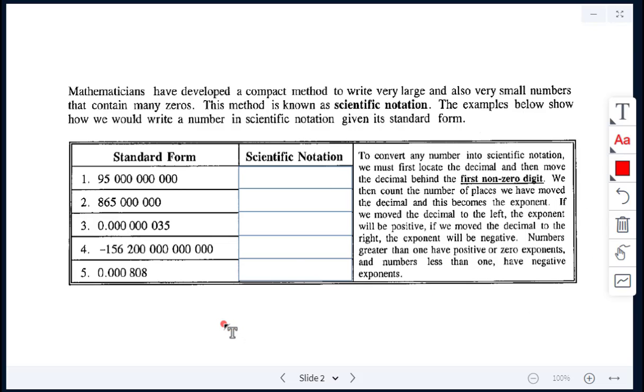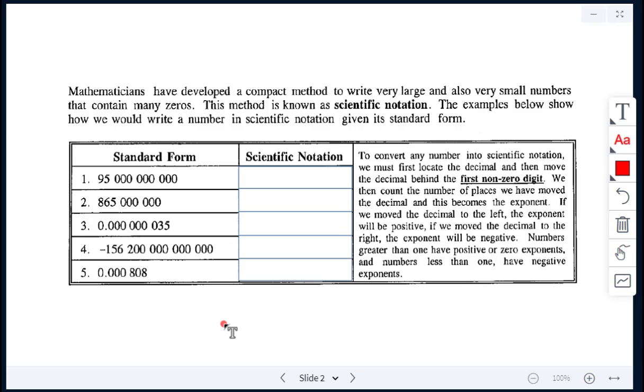To convert any number into scientific notation, locate the decimal, and then you're going to move that decimal behind the first non-zero digit. Another way to say this is when you move that decimal point, you want to put it so that it's a number that's greater than 1 but less than 10. Count the number of decimal places that you moved the decimal place, and that's going to become the exponent.